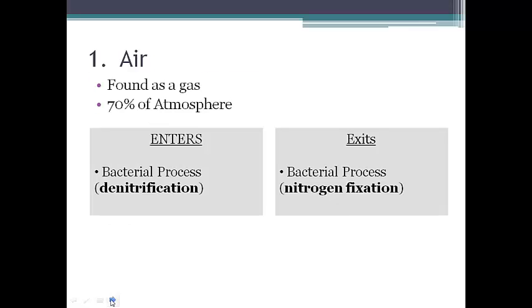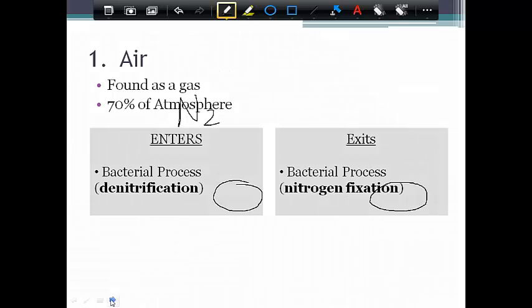Just like we did with the carbon cycle, I'm going to go through all the places where you can find nitrogen and then wrap them up in one final cycle. So again, we're going to start in the air, the atmosphere. As I said before, it is found as a gas in the atmosphere. Just a reminder, that's N2 as a gas. And as a gas it makes up 70% of our atmosphere.